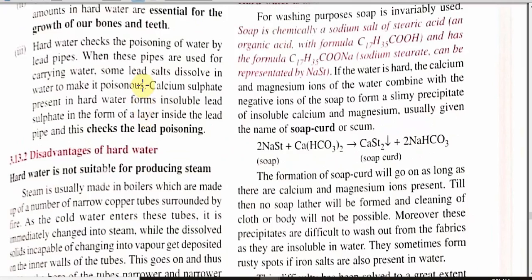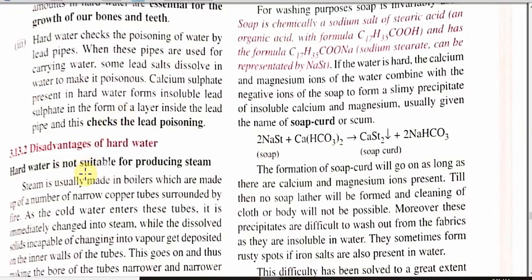Again, hard water checks lead poisoning also. When lead pipes are used for carrying water, some lead salt dissolves in water and makes it poisonous. Calcium sulfate present in hard water forms insoluble lead sulfate and hence checks the lead poisoning.